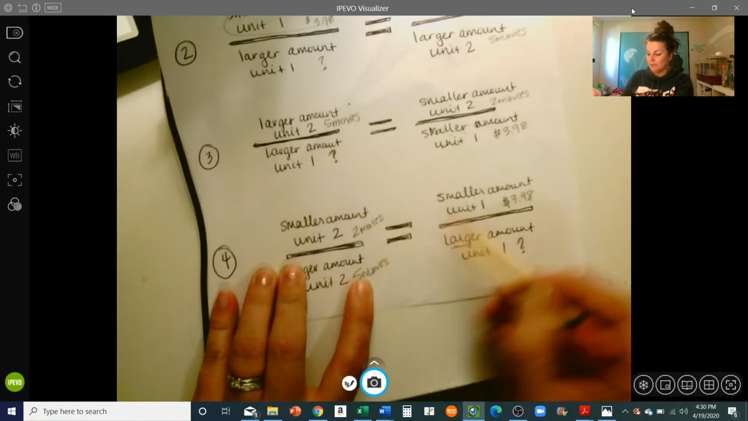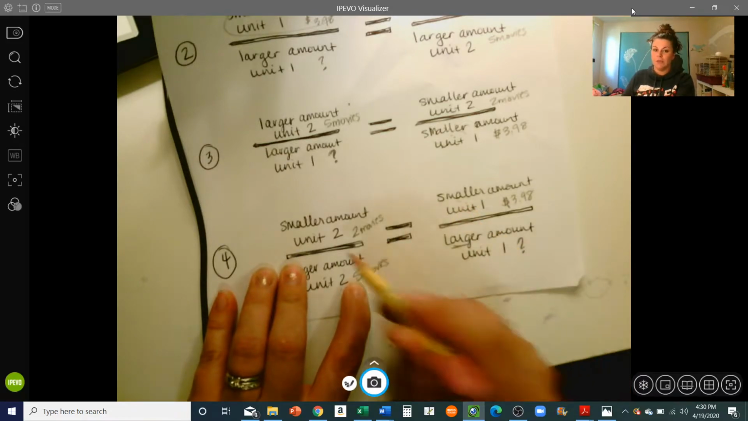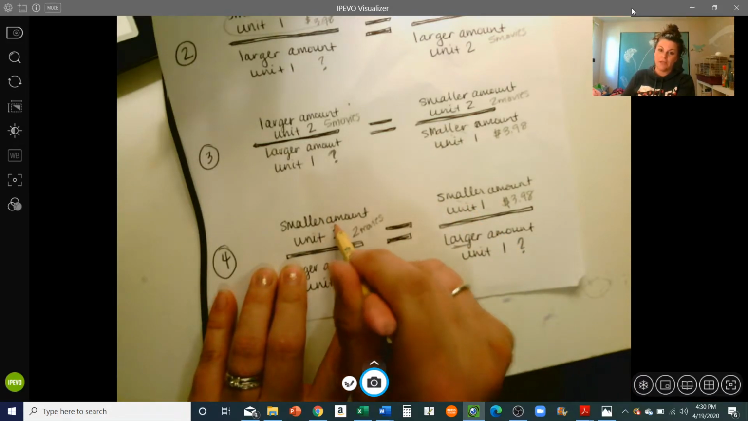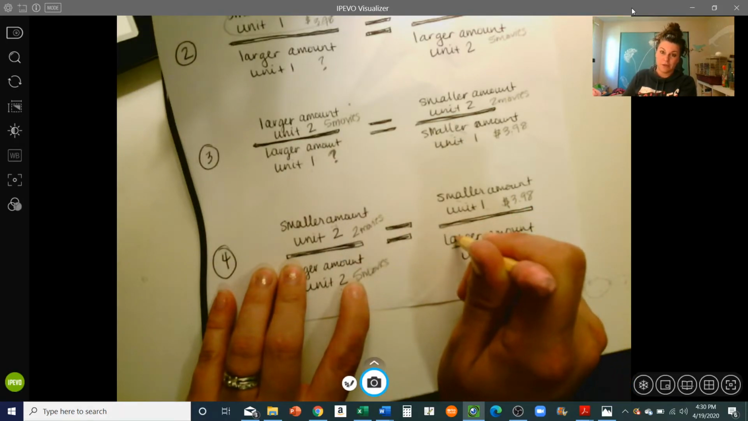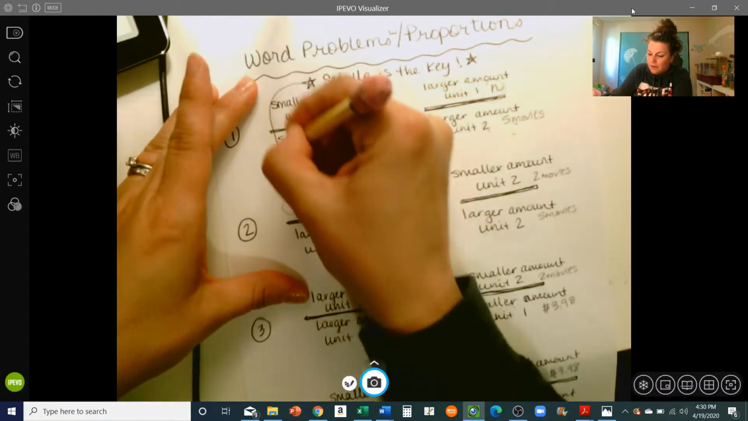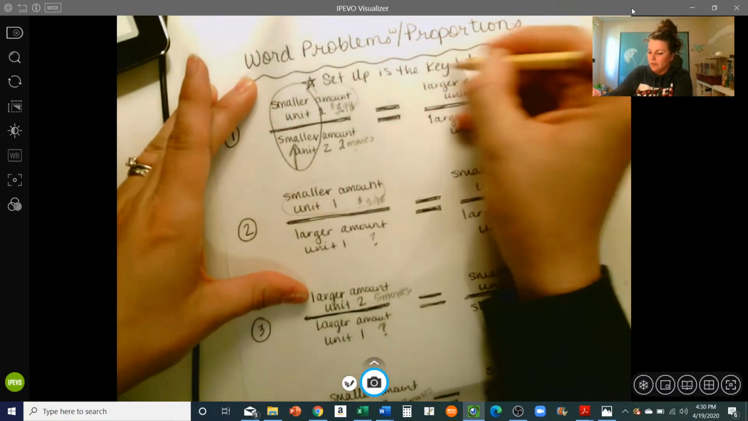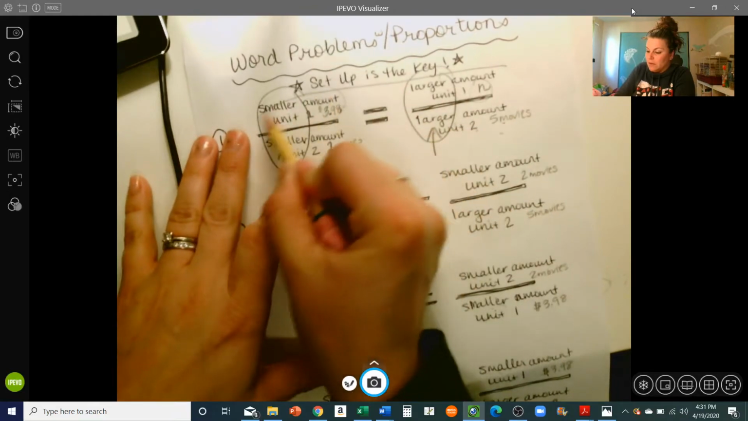So you can't have the 5 movies and the 2 movies at a diagonal to each other. And you also can't have the $3.98 and the amount for 5 movies at a diagonal from each other. Okay? Because we have to agree, and this is the phrase I use, especially next year, we have to agree vertically and we have to agree horizontally. So that means vertically, here, up and down, smaller, up and down, larger. Those agree. Okay? But then at the same time, I have to agree horizontally.